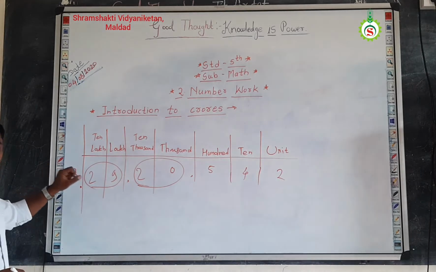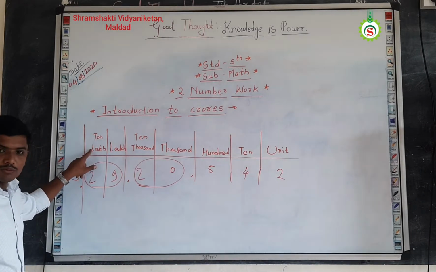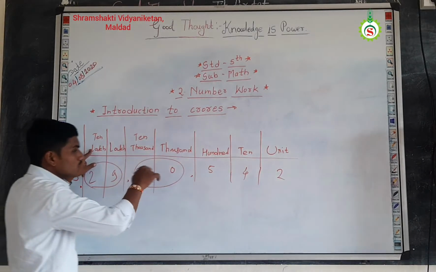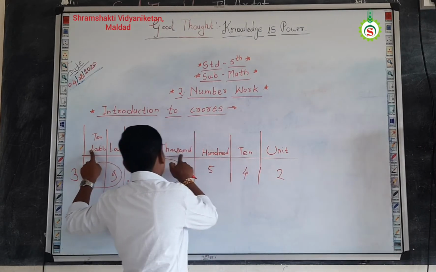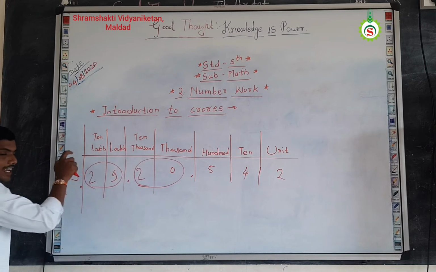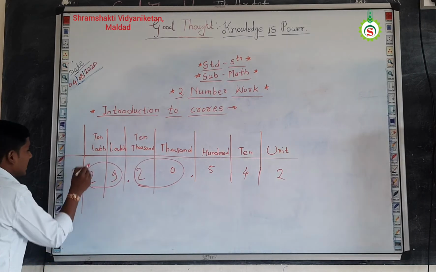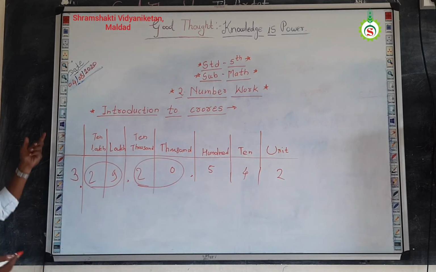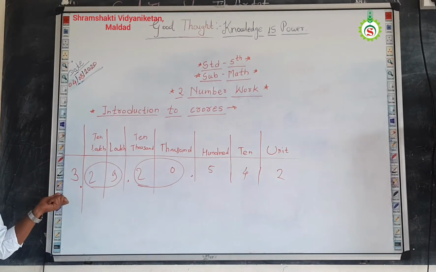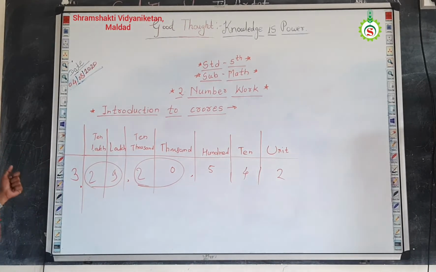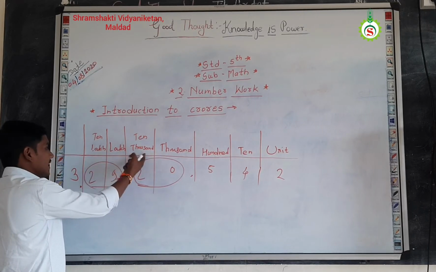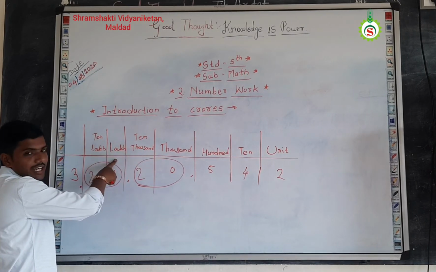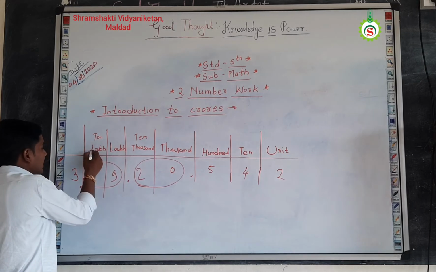Now up to this place, that means up to the 7th place, we know the places. The first place is unit, tens, hundred, thousand, ten thousand, lakh, ten lakh. Now after the ten lakh, at which place is that 3 present? We have to find out. After the thousand there will be the ten thousand, then after the ten thousand there will be the lakh, and after the lakh there will be the ten lakh.